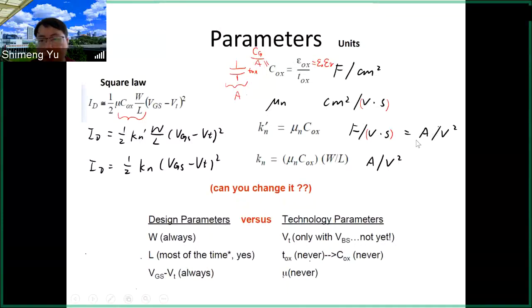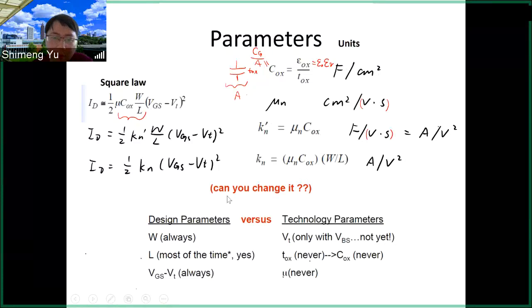So like the Farad for the capacitance and the ampere for the current, they can be converted using like the volts for the voltage and second for the time. So those can be converted. And then Kn will have the same units, ampere per volt square. This is because W over L is unitless. Those two units will cancel. Okay, so this is the parameters.